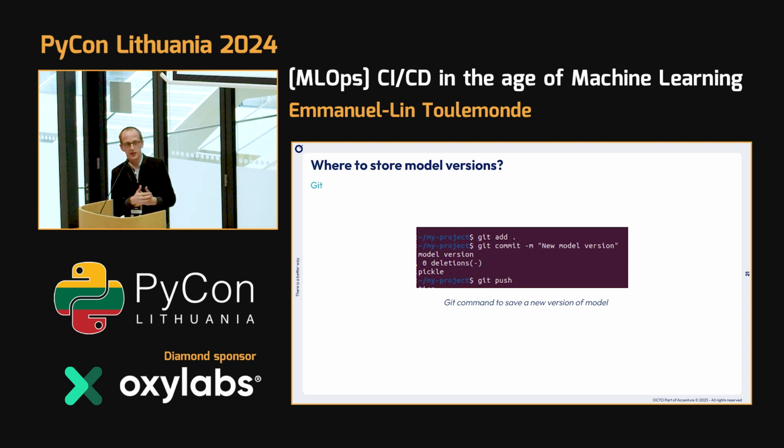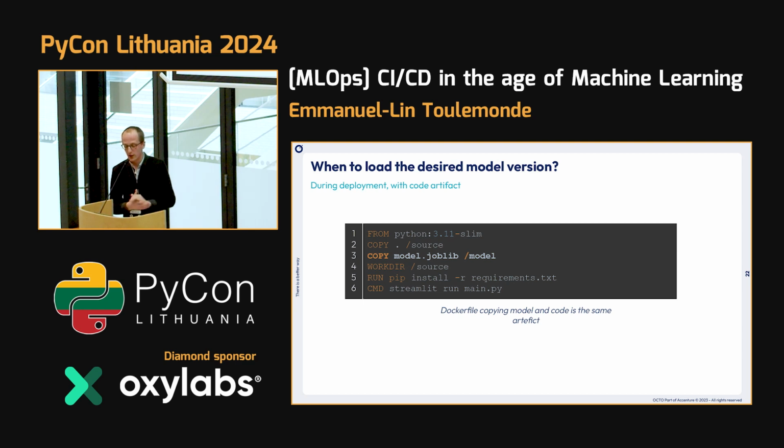Okay. This is nice because I can iterate easily. I change the model, I git add, git push, and it goes with the CI/CD. And finally, when do I load the desired version of my model? Well, during deployment, when I build the artifact, right?